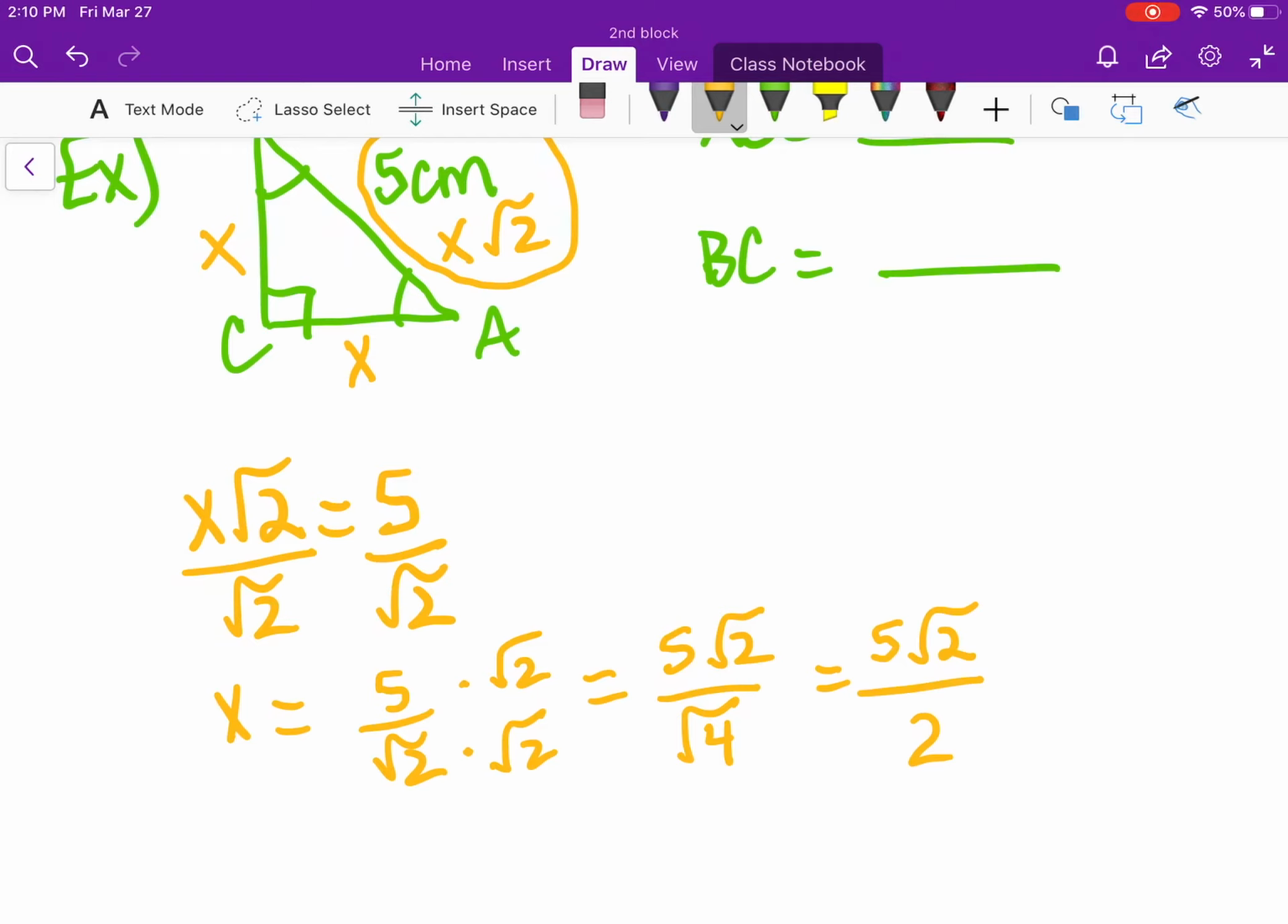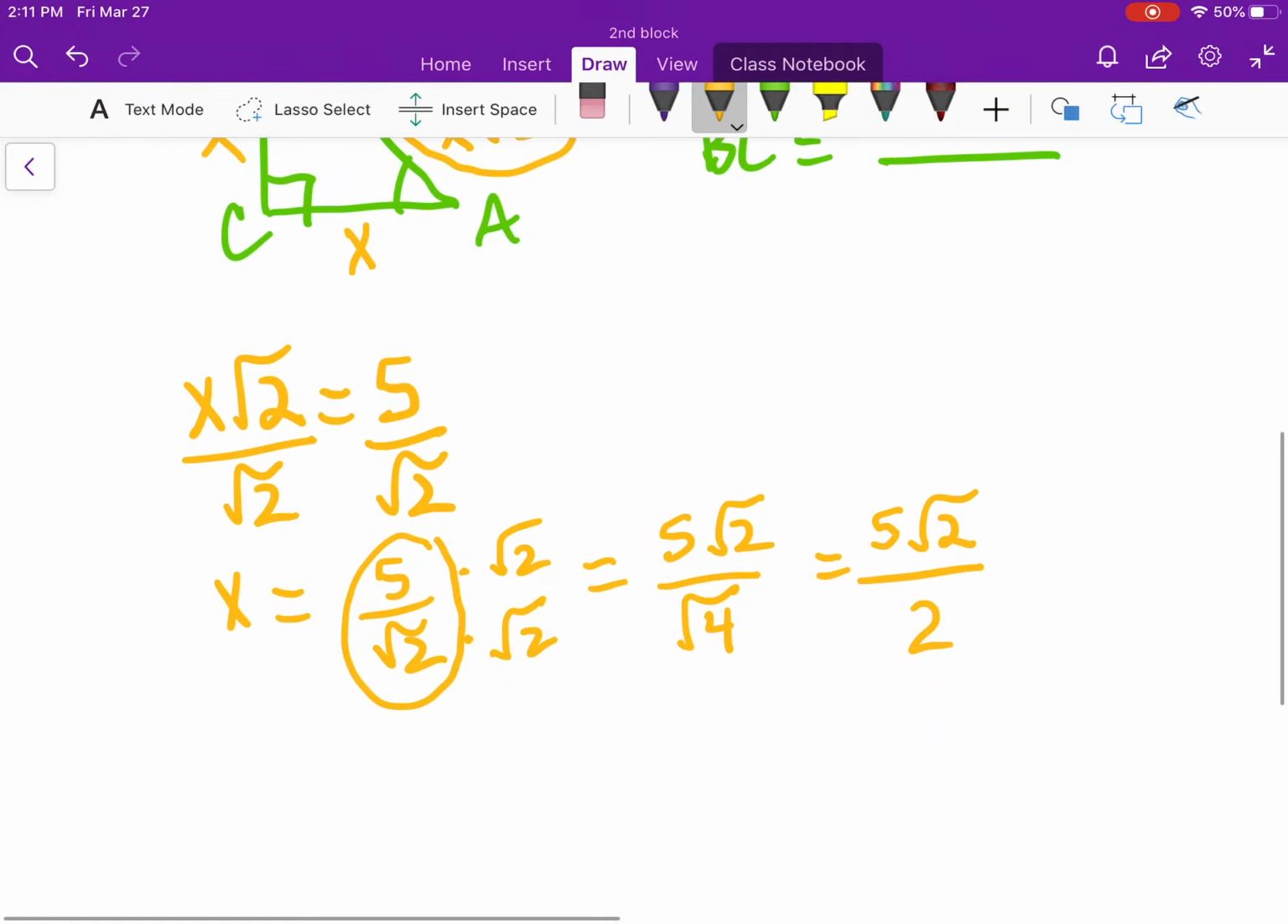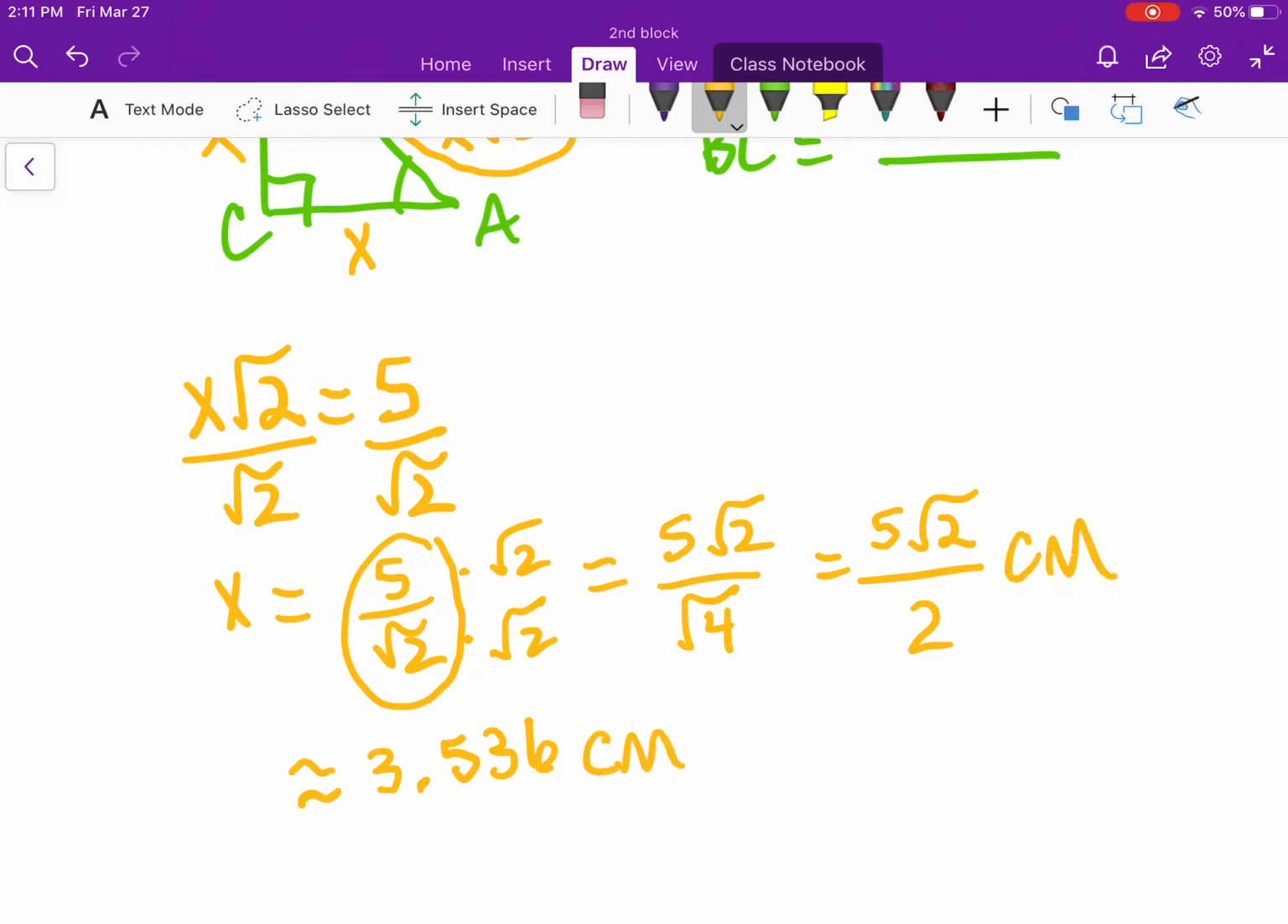Now, if you are asked to just write it in decimal form and round to a certain amount, then you should be able to just take this value right here and put it in your calculator. When you put that in your calculator, you end up with about 3.536. Okay, and then remember our units are centimeters.